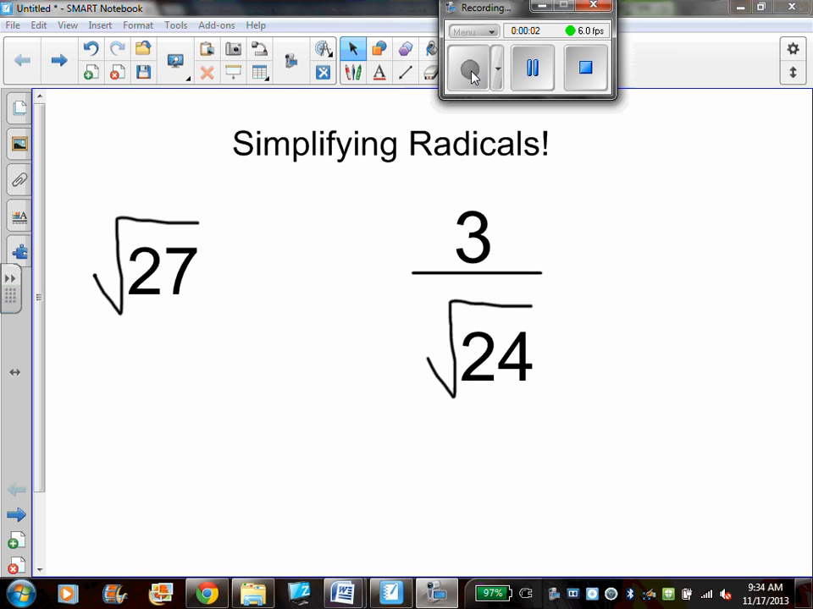Hey everybody, welcome to another video. This one on simplifying radicals. Two types of problems that we're going to cover here today. Ones that involve objects that are more like this one here on the left, and ones that involve objects that are more like this one on the right.